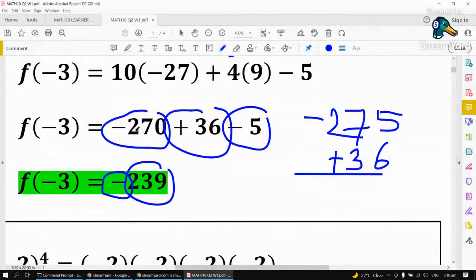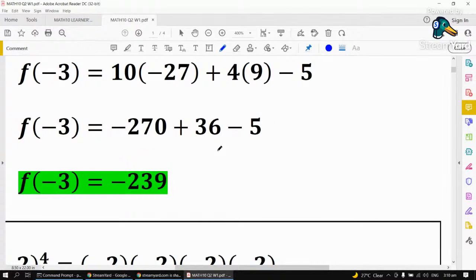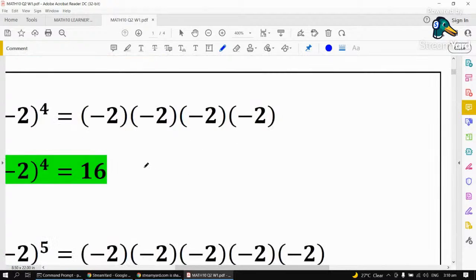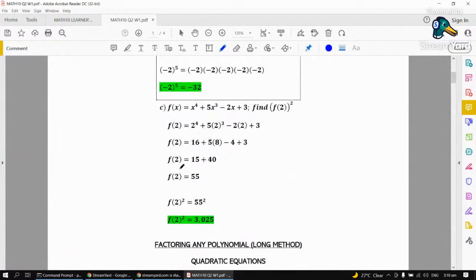Because 'yun 'yung mas dominant sign, mas marami sila. Mas malaki 'yung negative kaysa sa positive. Yan. So, ganoon din ang gagawin sa letter C.